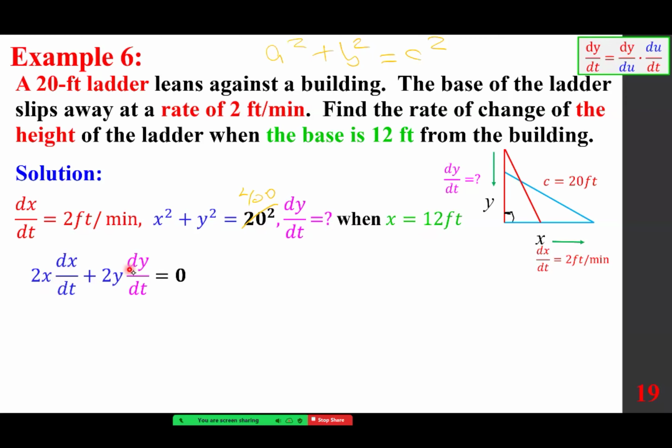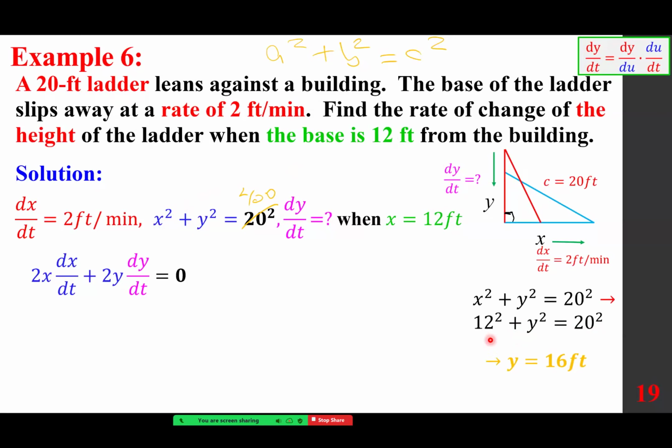How do we find y? When x is 12, if I plug in, I can find y. I leave it for you to verify that y is 16 feet if you plug in. So when x is 12, y is calculated as 16. Now I have everything except dy dt. I'm going to plug in. So 2 times x, which is 12, times dx dt, which is 2, plus 2 times y, which is 16, times dy dt, which is missing, equals 0.